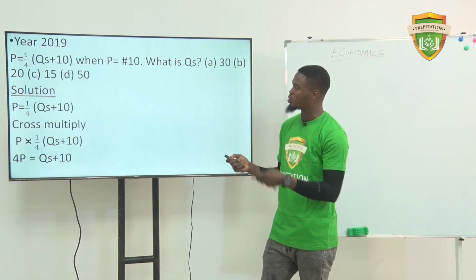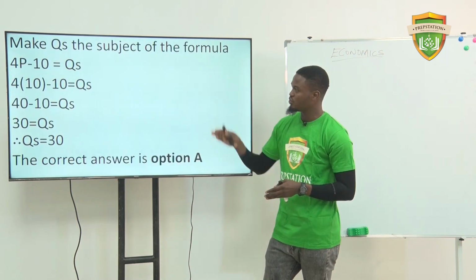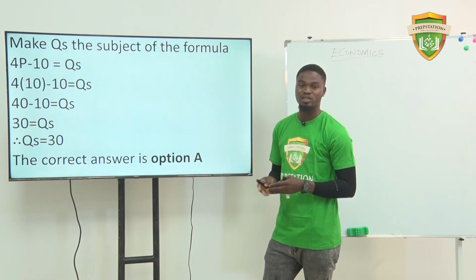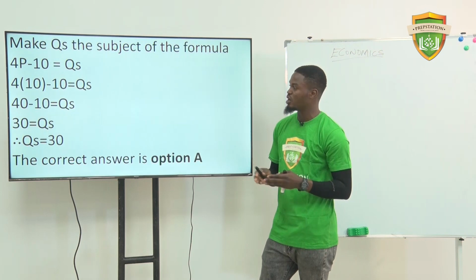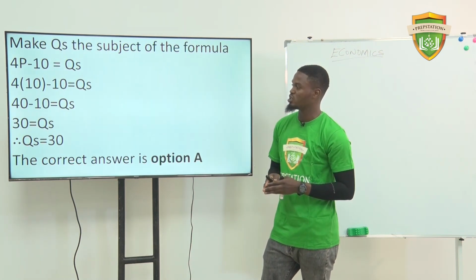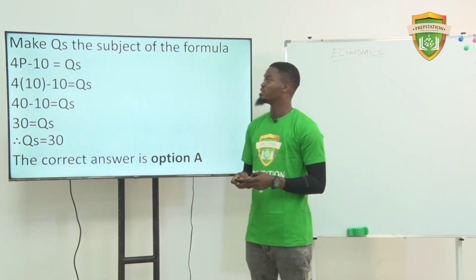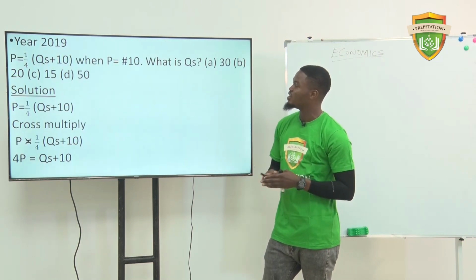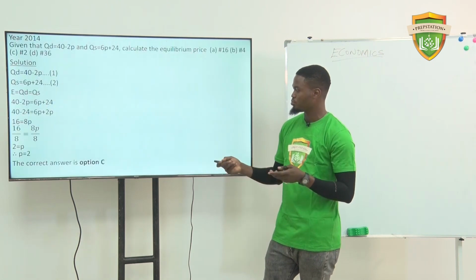What is the value for p in the question? Is 10. So that way, we imputed the value for p, 4p, and 4, open bracket, 10, close bracket minus 10 equals qs. So when you multiply 4 by 10, you have 40, and you subtract 10 from 40. You have the value for your quantity supplied, which is 30. So looking at the question, the correct answer for this question is option A, which is 30.